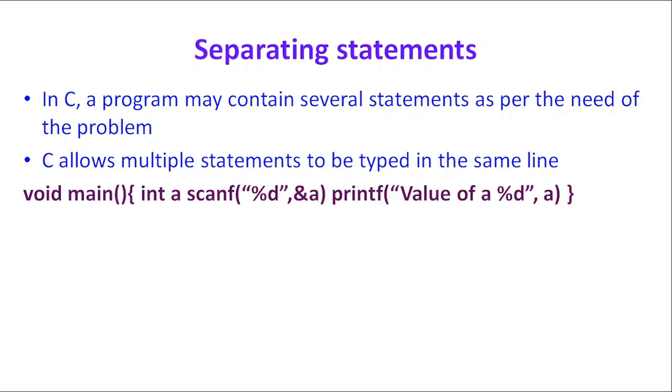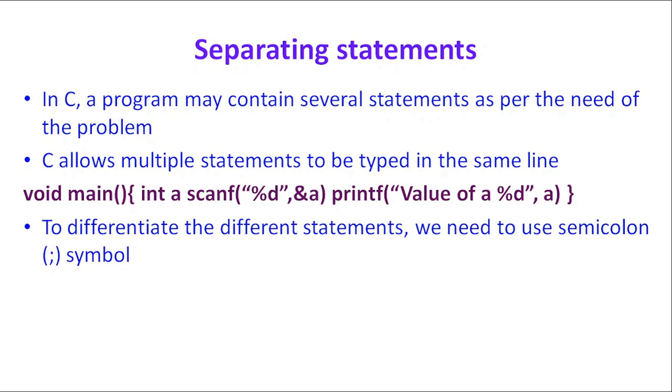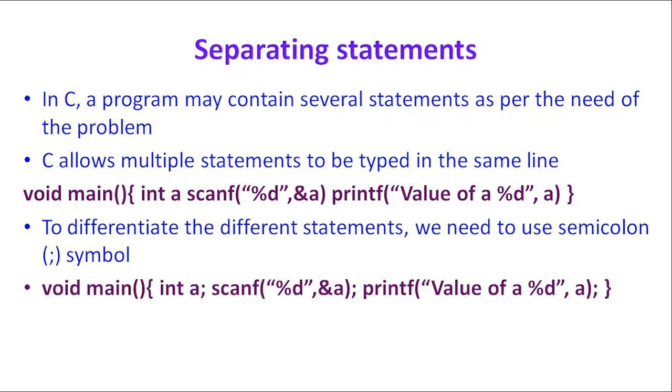The given function definition is perfectly valid in C provided we use proper delimiters to separate the statements. But since we have not used the delimiters in this example, this will result in an error. In order to separate the different statements, we must put a semicolon at the end of each statement. Now the function definition is corrected by inserting semicolon at the end of the statements, so the compiler has no problem in compiling the code.